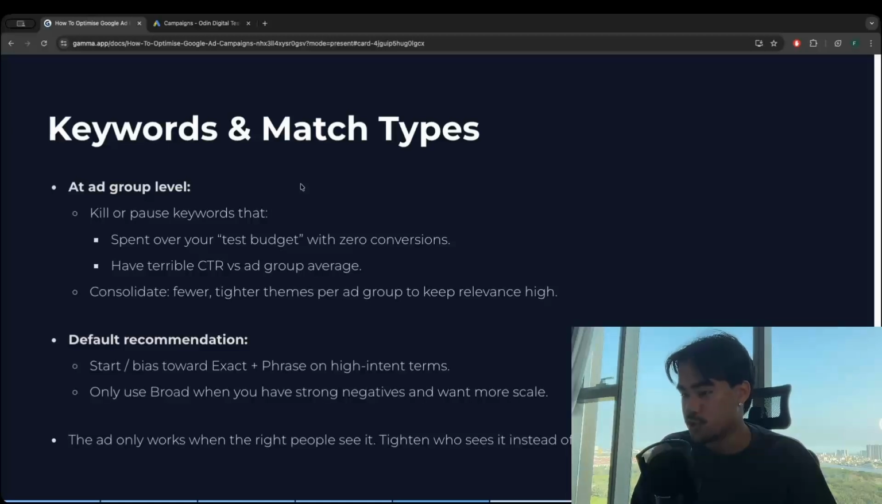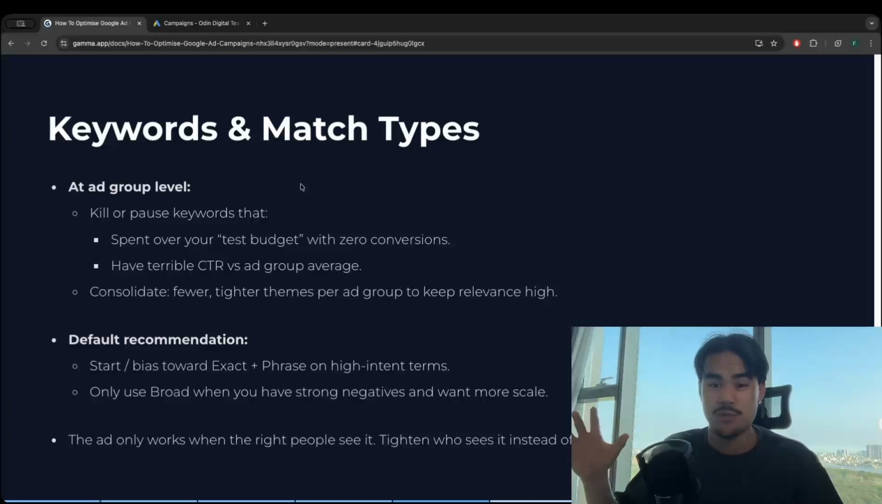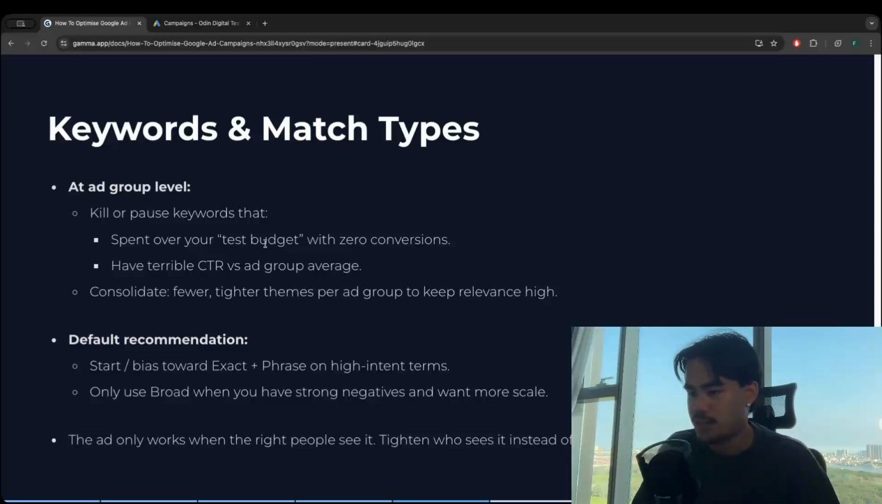We want to also kill and pause keywords that have a terrible click-through rate, or CTR, versus the ad group average. So when you look at all the other ad groups, you want to make sure that if this one has a super low click-through rate, then you may as well just pause it, right? In terms of consolidation, we want fewer, tighter themes per ad group to keep relevance high.